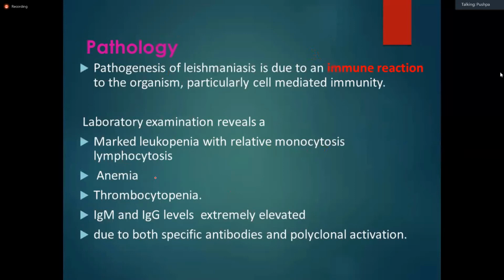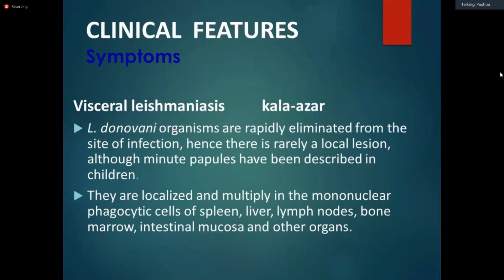In the blood picture, we will find the hemoglobin is decreased and the number of RBCs is decreased. IgG and IgM are elevated, but they don't have diagnostic value as such. In visceral leishmaniasis, the organisms are rapidly eliminated from the site of infection, as there is rarely a local lesion, although minute papules have been described in children.